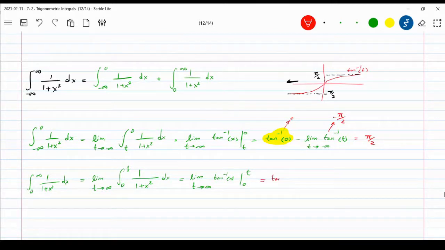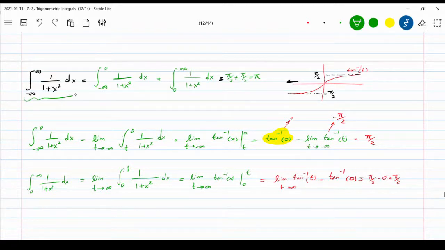And exactly the same idea would be here, tan inverse. It would be limit tan inverse of t as t approaches positive infinity minus tan inverse of 0. And this would be pi half minus 0, which is simply pi half. So this tells us that the result of the original integral is simply pi half plus pi half, which is pi. So this is a convergent integral, and the value would be simply pi.